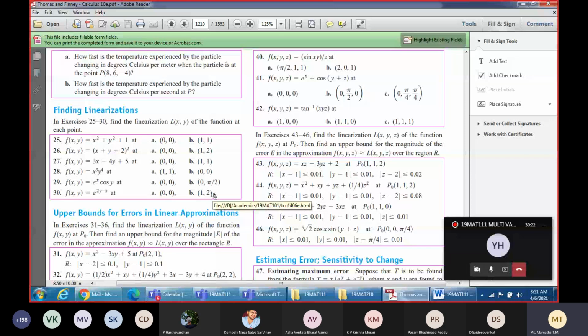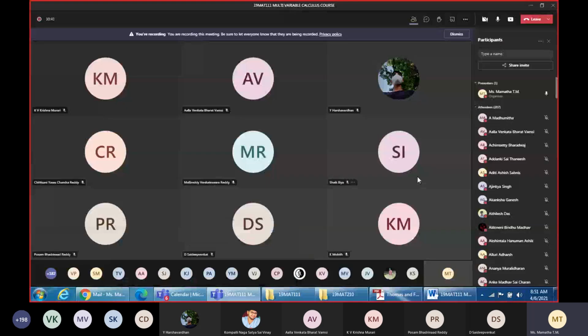Then we go for the sensitivity to change in the volume of a cylinder or any other temperature given. Will you be able to solve? Let's see. Problem number 25. Bharadwaj is going to give the answer. Bharadwaj, are you there? So you're going to answer problem number 25.